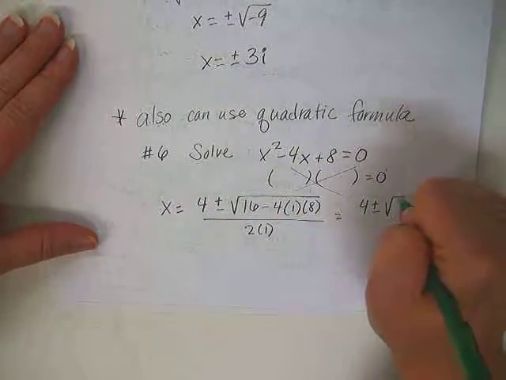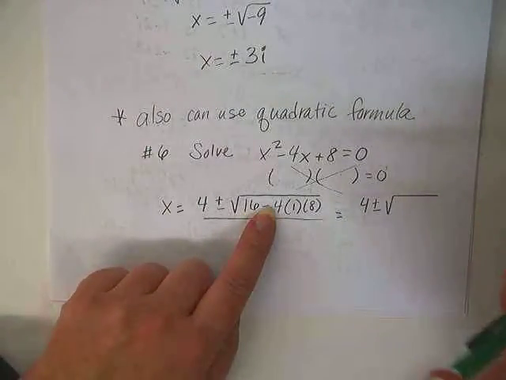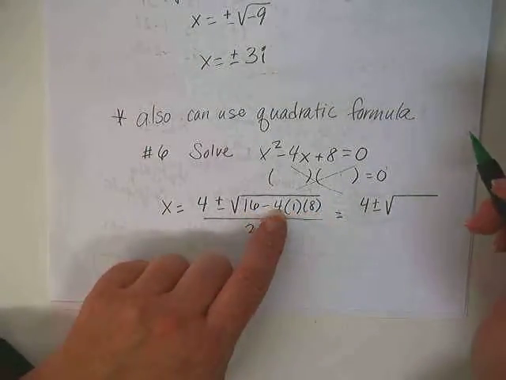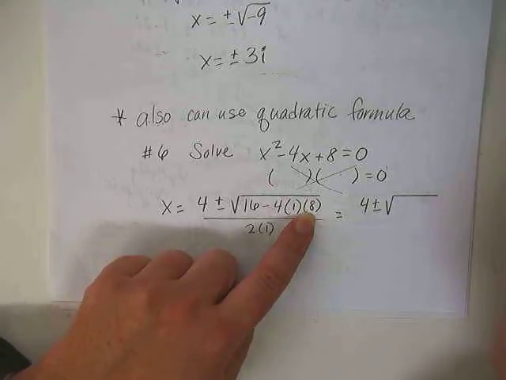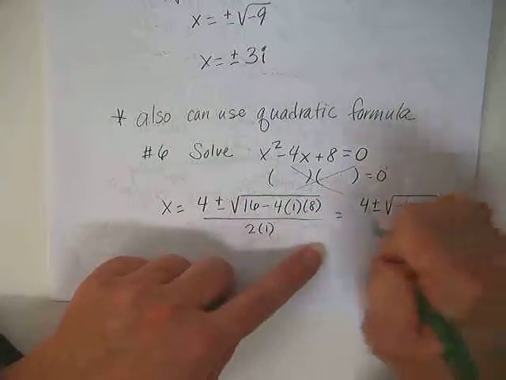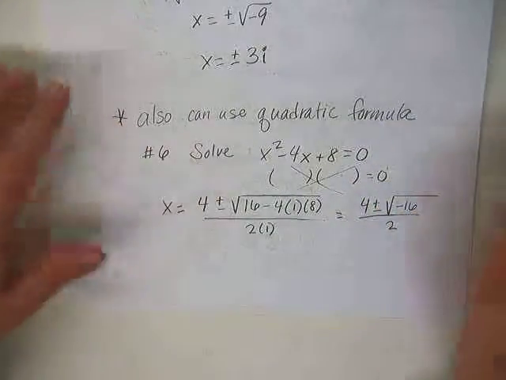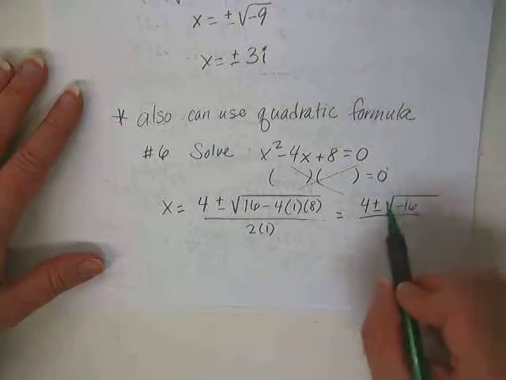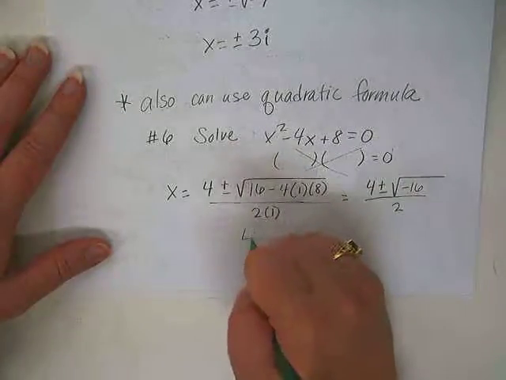Okay, so that gives us 4 plus or minus the square root of 16 minus 4 times 1 times 8. Well, 4 times 1 is 4 times 8 is 32. So 16 minus 32 is a -16. So obviously our answers here are going to be imaginary.